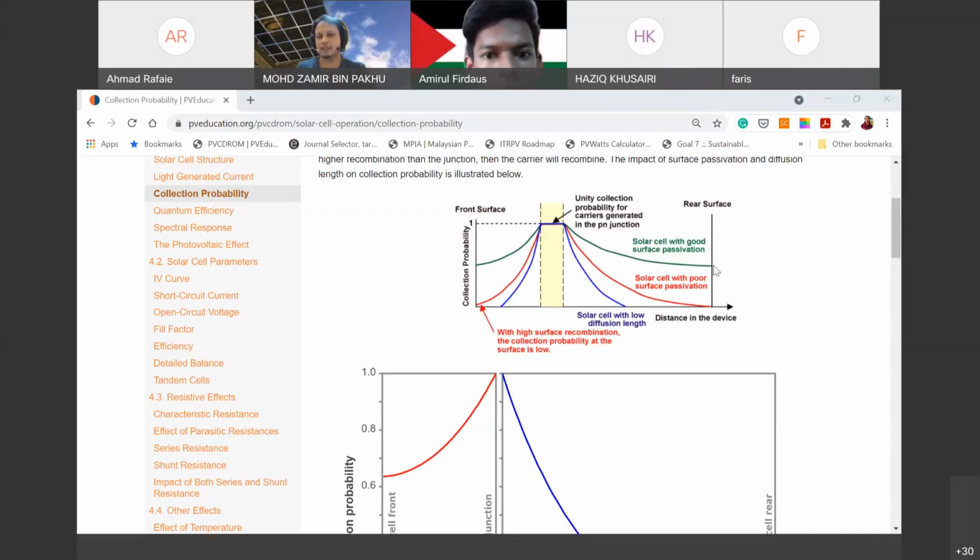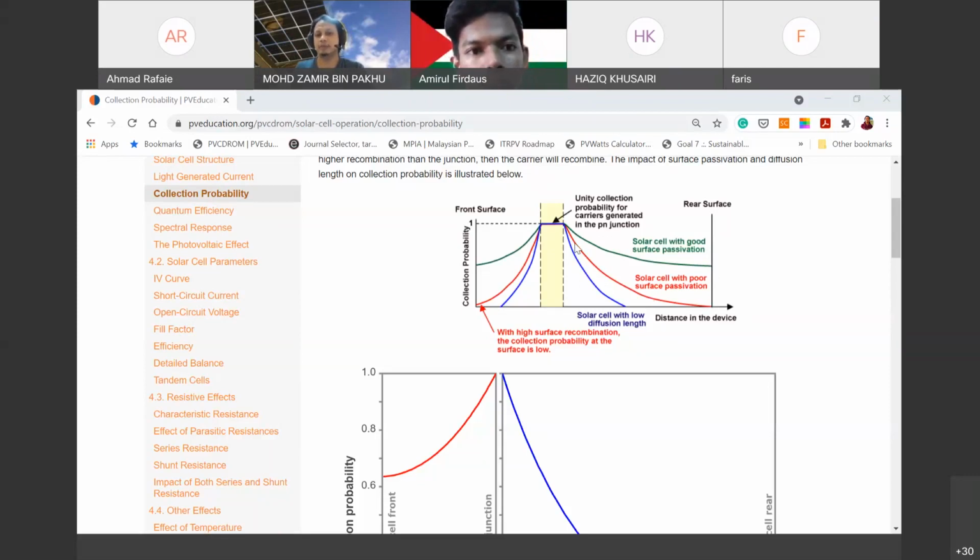Okay, so if you look at the rear surface on the right hand side, on the secondary y-axis, look at this collection probability right on the y-axis. So if you look at the scale, that's probably about 0.5 or 0.4 plus, right? On the secondary y-axis, on the surface. So that means quite a number of carriers will still be collected even if generated near the surface because the surface is well passivated to begin with. On the other hand, if the surface is not passivated or it has a poor passivation quality, that means you passivate but you don't passivate well, or you don't passivate at all.